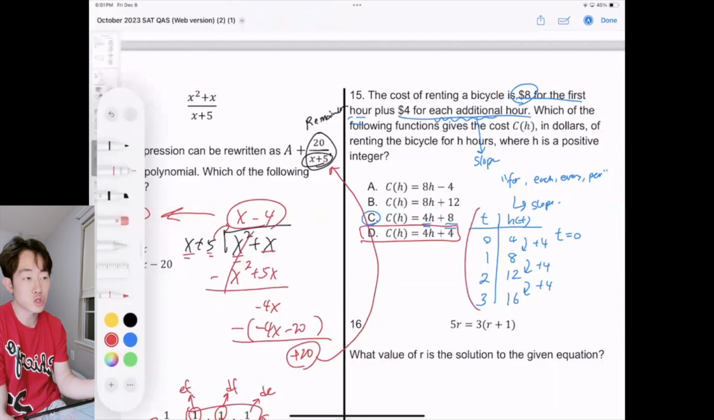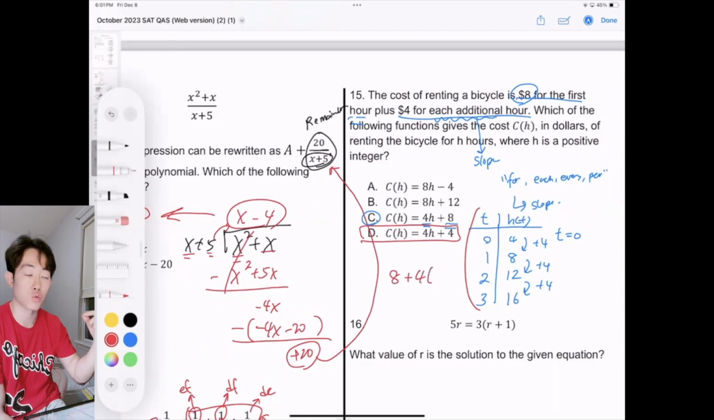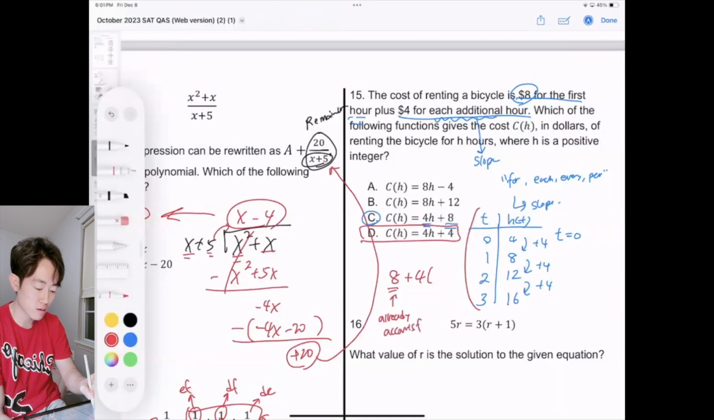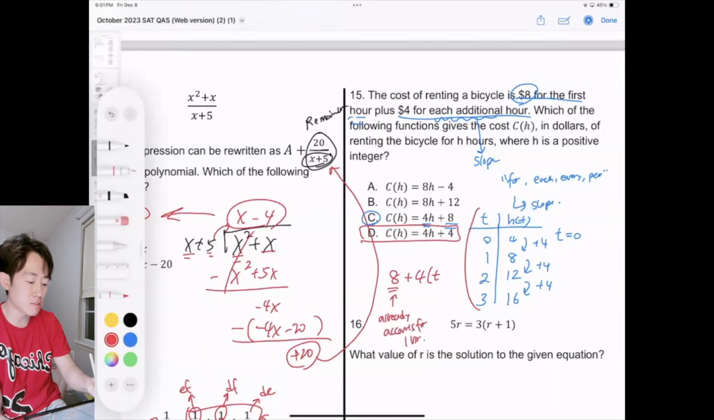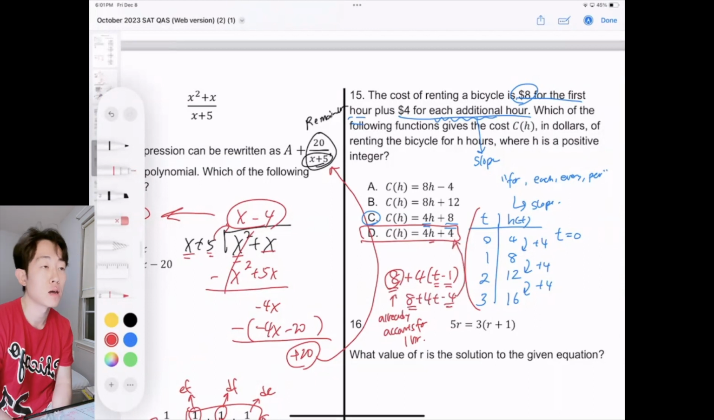Or if the table is just too much work for you guys, then perhaps you can think of it this way. It's $8 for the first hour plus $4 for each additional hour, but you have to subtract one of the hours because this already accounts for one hour. So you can do t minus 1. Maybe I should have written down h, not to confuse you, but just think of t as time. You need to subtract one of those hours away because 8 already accounts for that. And when you actually solve this out, you get 4t minus 4. 8 minus 4 gives you 4 as your y-intercept.